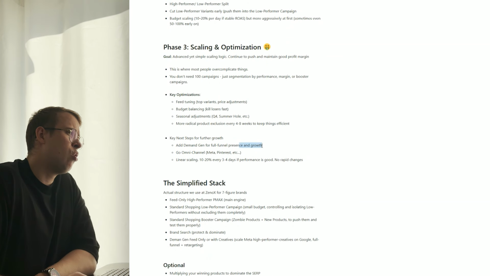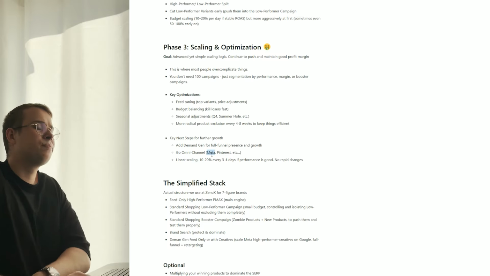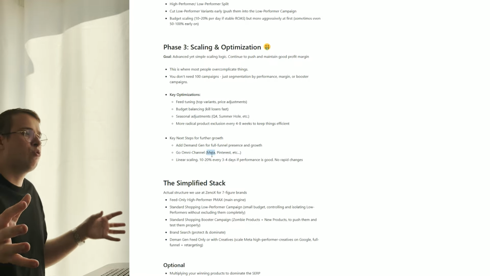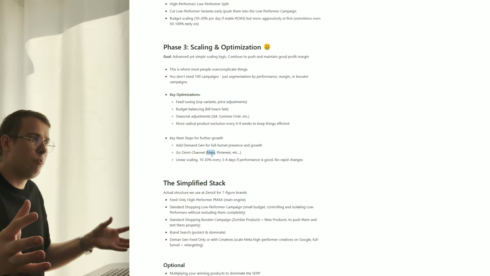So that's where we want to go a bit in that stage, right? Add that full funnel presence. Go actually omni-channel. If you're only on Google, definitely add Pinterest, definitely add Meta. See where you can grow even further. And also all those channels, they kind of push each other, right? So it's like rocket fuel, if you are able to combine it properly.